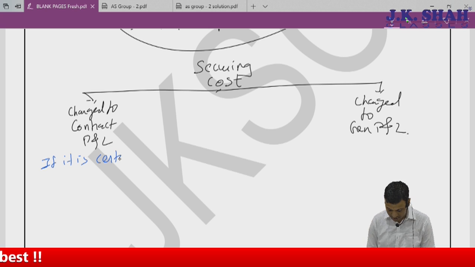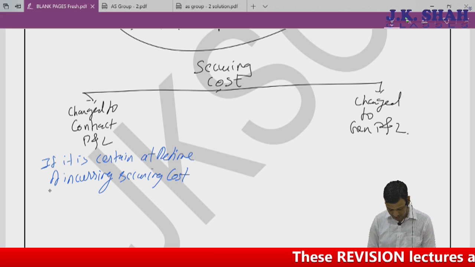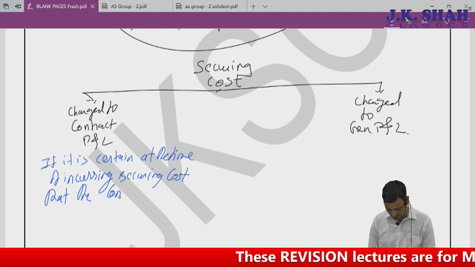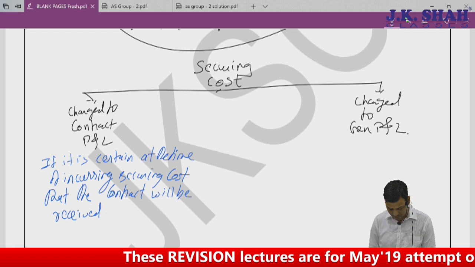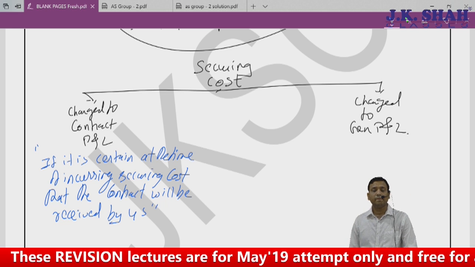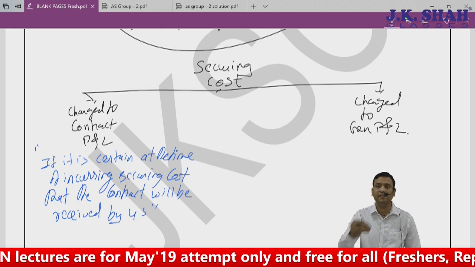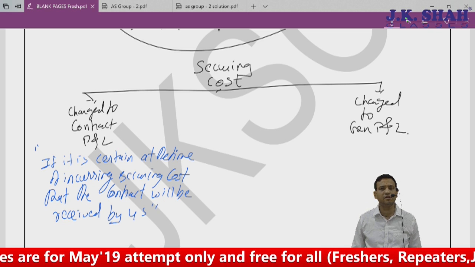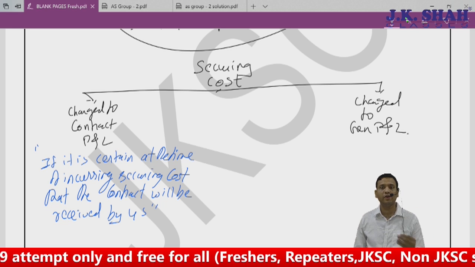If it is certain at the time of incurring securing cost that the contract will be received by us, meaning when you incur the expenses, at that point of time only it is certain that this contract will be received by us, then that securing cost will be debited to contract profit and loss account.